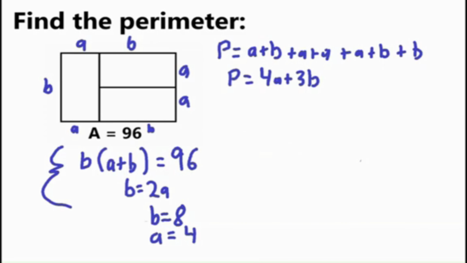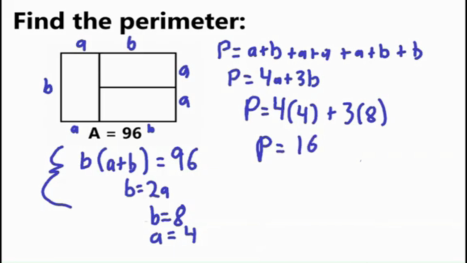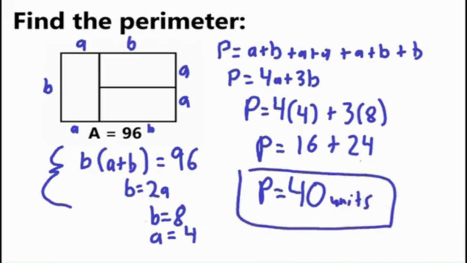Now we can simply plug them in to find the perimeter of this rectangle, okay? Perimeter is equal to 4A plus 3B. A is 4, B is 8. Now we simply plug in: 4 times 4 is 16, 3 times 8 is 24. The perimeter is equal to 16 plus 24, and that is equal to 40. So we got our perimeter of this rectangle of 40. I do not know what units are here, so I'm just going to keep it as 40 units. And that is our final answer.